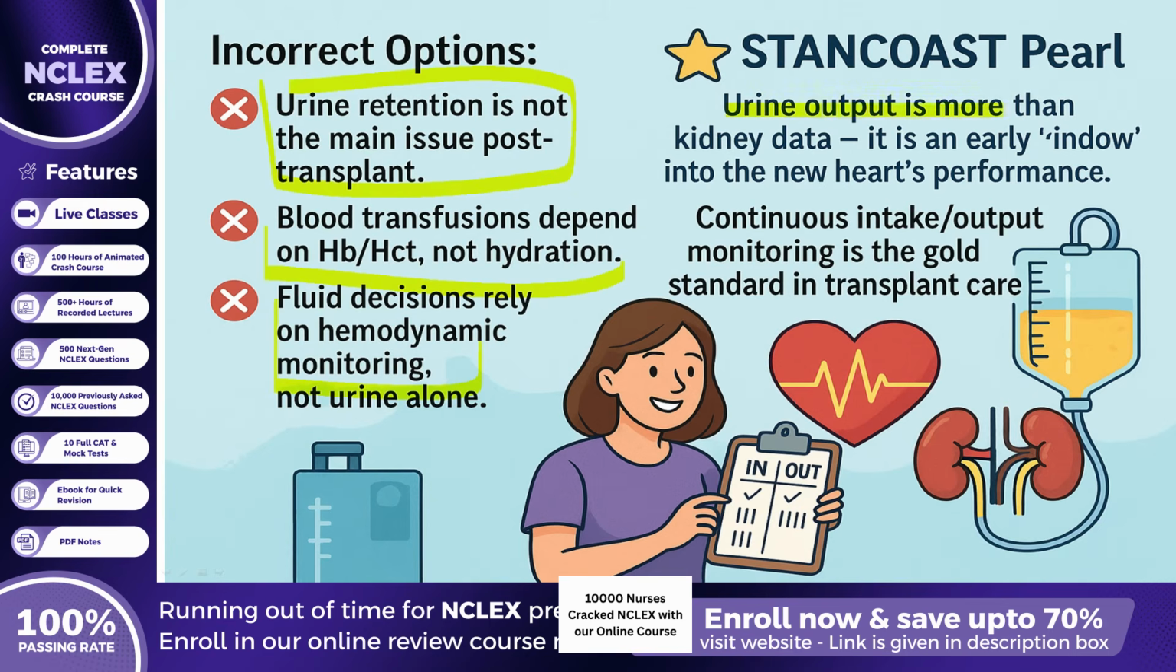In post-operative heart transplant clients, urine output is much more than a kidney function marker. It is an early window into the performance of the new heart. Oliguria should immediately prompt evaluation for low cardiac output, nephrotoxic drug effects, fluid imbalance, or early graft dysfunction. That is why continuous intake and output measurement, paired with invasive monitoring, represents the gold standard in transplant care.